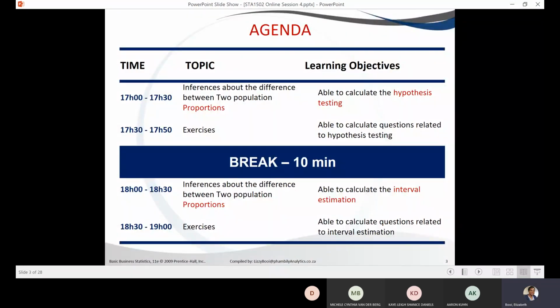Okay, so what I planned was to first cover the hypothesis testing in the first hour, and then in the second hour, we will do the confidence intervals or the interval estimations. And we will see how it goes. If we finish early, we can look at other extra exercises as well.